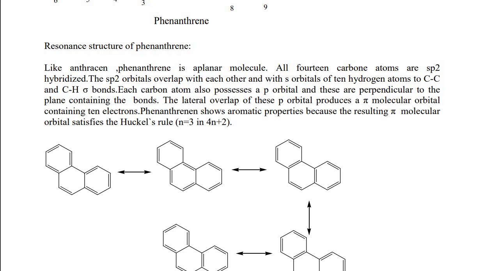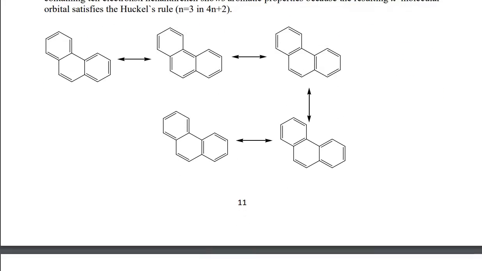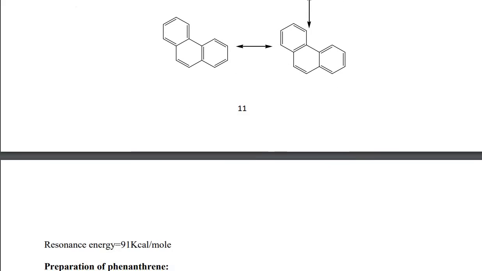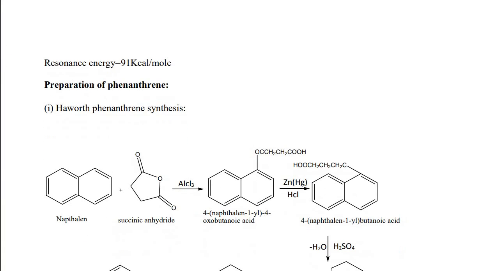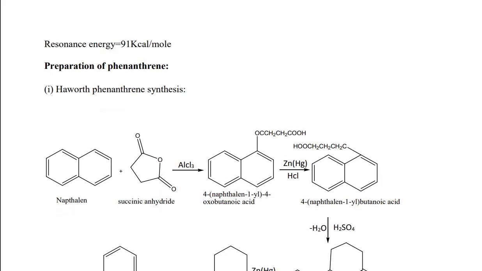Phenanthrene shows aromatic properties because the resulting pi molecular orbital satisfies Huckel's rule, n is equal to 3 in 4n plus 2. Look at these five structures, and resonance energy is 91 kilocalories per mole.